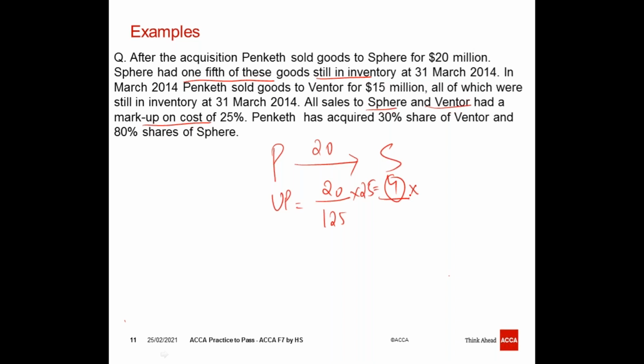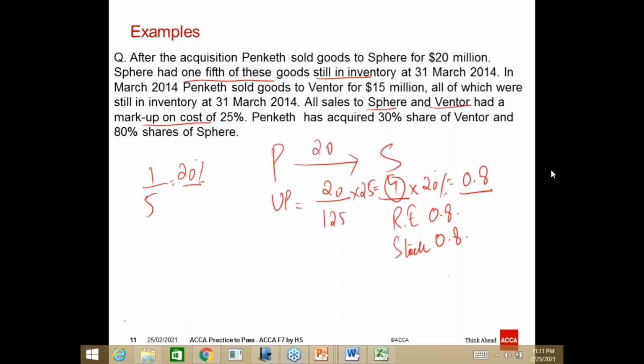But only one fifth. One fifth means 1 upon 5, which is equivalent to 20%. Only 20% of the stock is still held in the warehouse. So the amount for the unrealized profit will be 0.8 million. And the accounting entry should be retained earnings debit 0.8 and stock or inventory credit 0.8. Is it clear? Yeah, unrealized profit must be on the inventory which is still held.